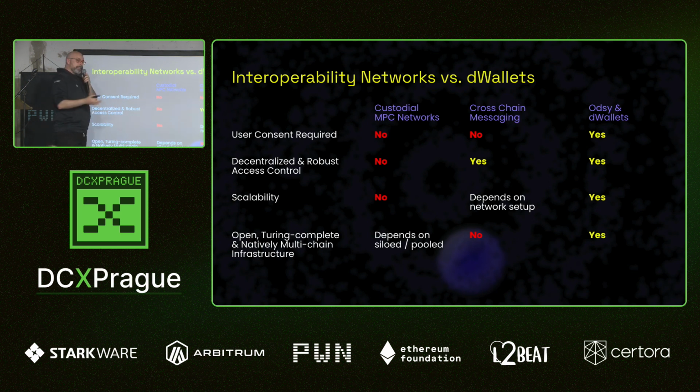The access control is decentralized and robust. Performance and scalability really depends on the network. With a lot of them, it's pretty satisfactory, but it's not perfect, and it is not an open and natively multi-chain infrastructure. And the reason it's not is because they have to create an internal ledger for every network, right? Because the user assets are pooled in a way, right?